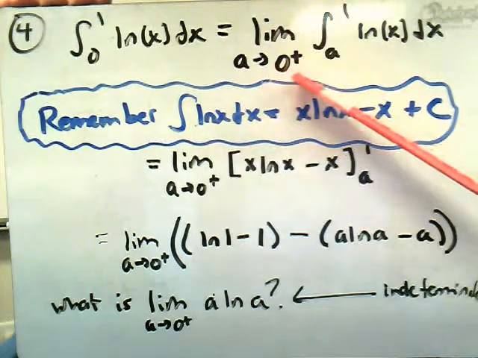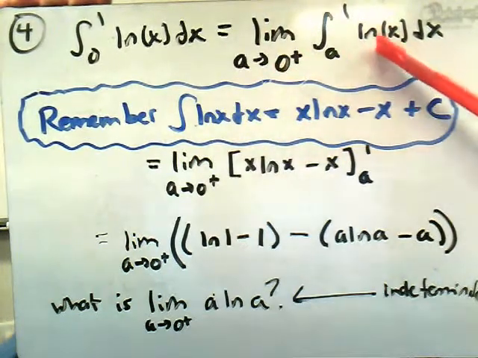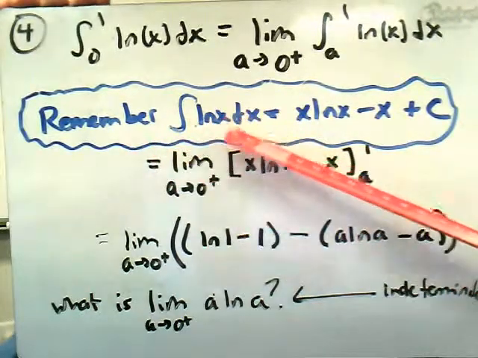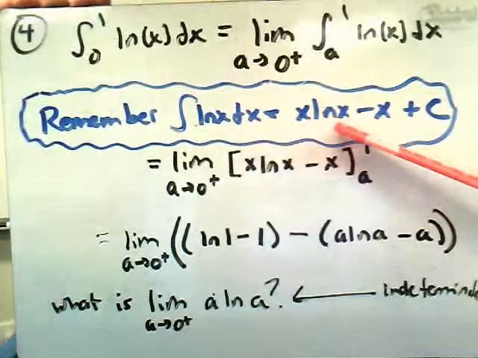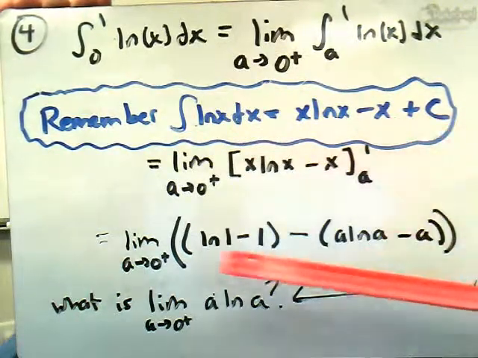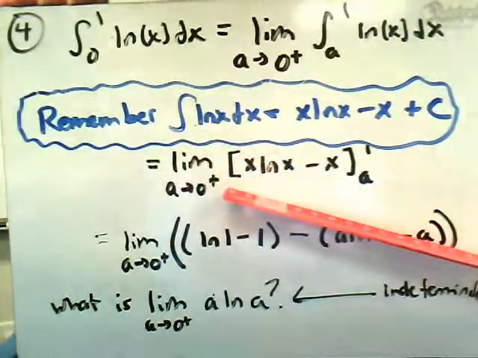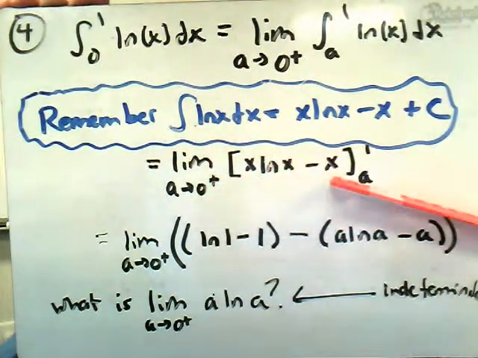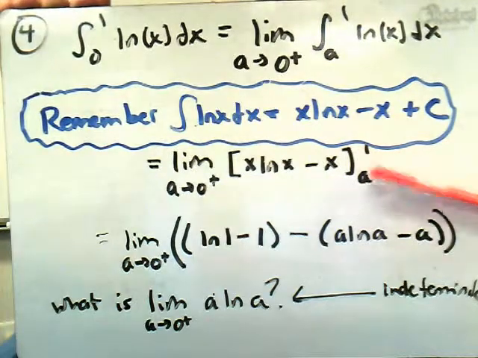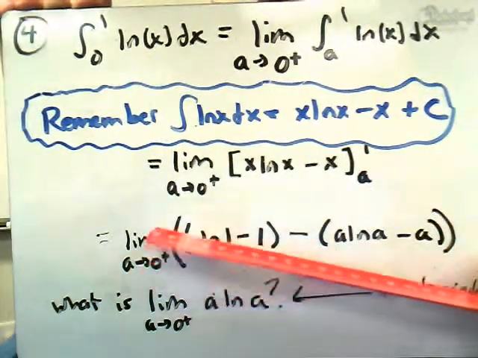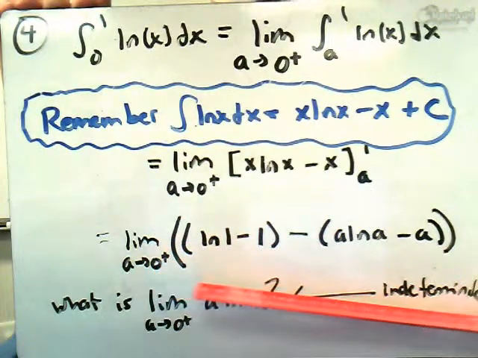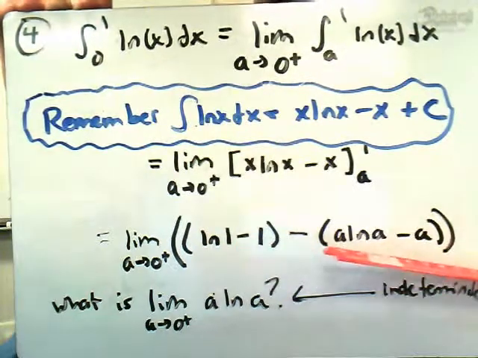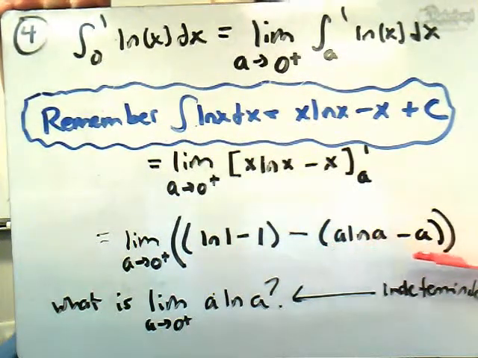The limit as a goes to 0 from the right of the integral from a to 1 of natural log of x dx. And in our little dream world, we remember that the integral of natural log of x dx is x times natural log of x minus x plus c, which will help us find the antiderivative here. We do the limit as a goes to 0 from the right of x natural log of x minus x from a to 1. Plugging in, we get the limit as a goes to 0 from the right of natural log of 1 minus 1. Both of those are pretty simple to evaluate.